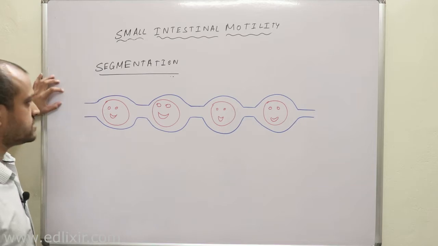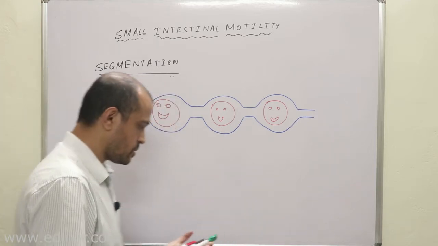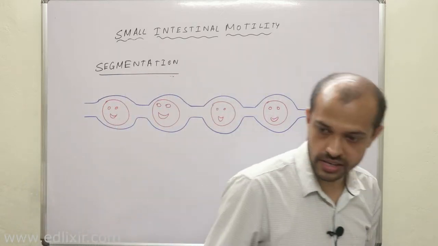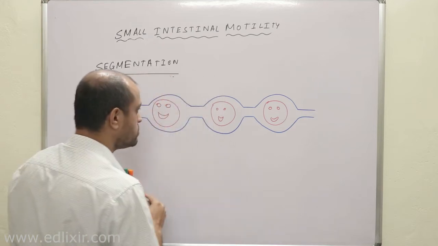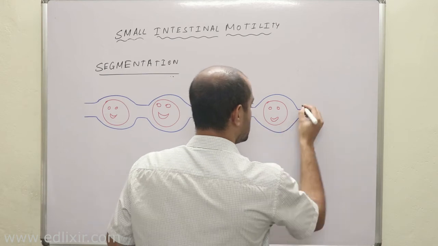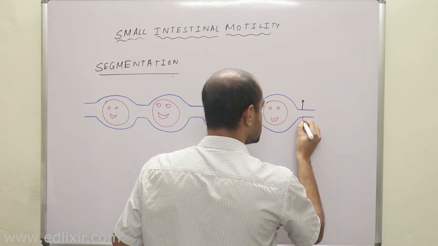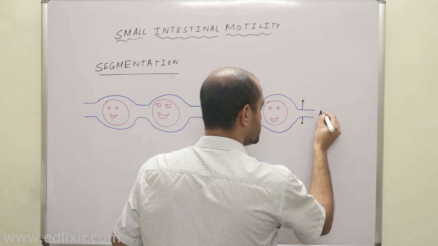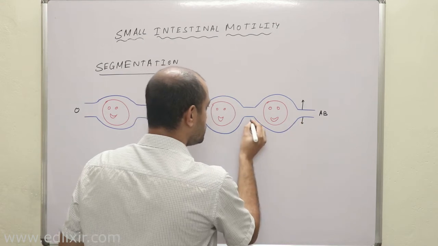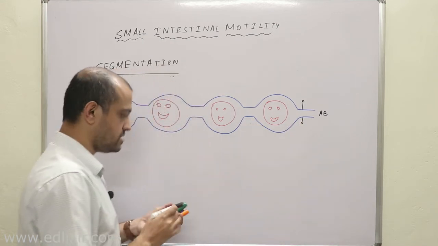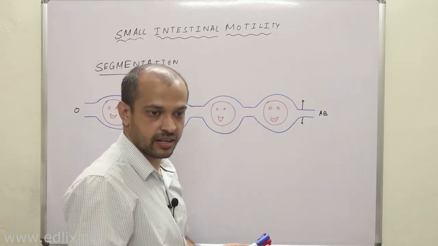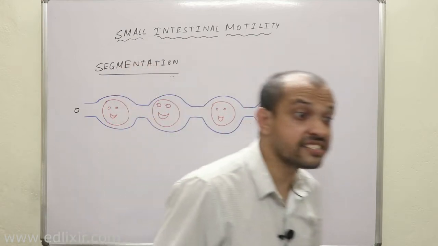Now, you already know the rule or law of the gut, right? According to the law of the gut, what will happen? Suppose this is the food particle. Now this portion will have to relax. Suppose this is the aboral surface and this is the oral surface. This portion will relax and this portion will contract, right? In segmentation, these food particles are segmented into smaller food particles so that it aids in digestion and absorption.